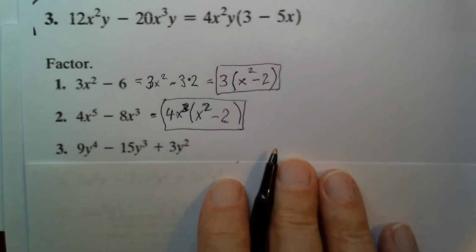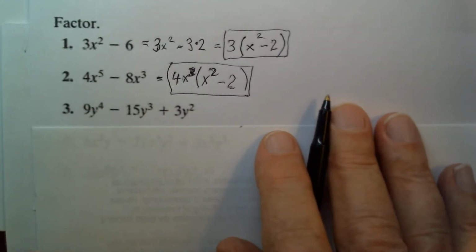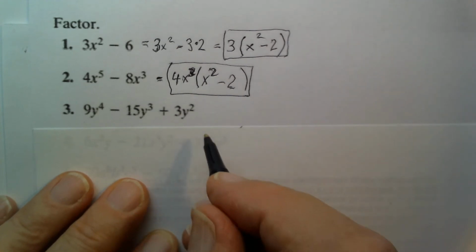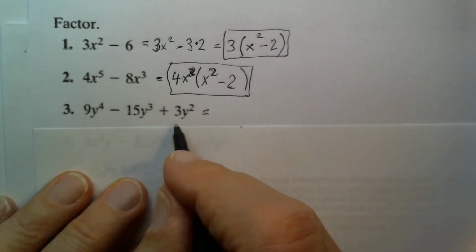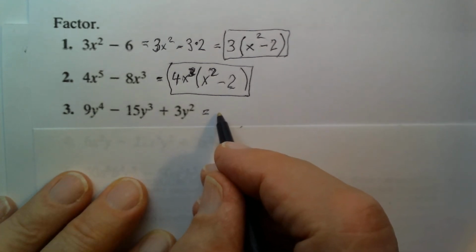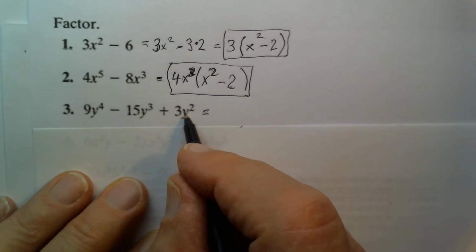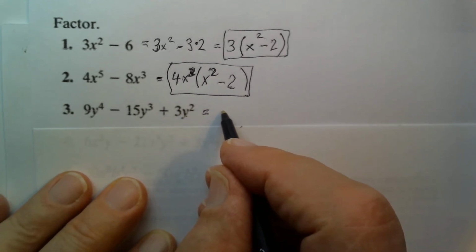So in number 3, it gets progressively more complicated, a little longer at least. So let me rewrite this for you. It makes it a little bit easier. So we look at the coefficients, and we notice that 3 is the greatest common factor, and the smallest power of y is y squared. So 3y squared would be our greatest common factor.